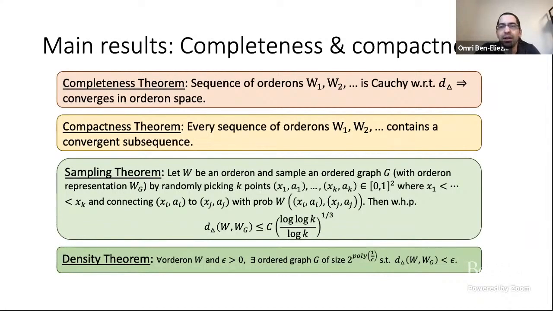These are completeness and compactness theorems that show that the space of orderons satisfies these properties, a sampling theorem that characterizes how finite ordered graphs can be probabilistically generated from orderons, and also a theorem that shows that finite ordered graphs are dense in the space of orderons.